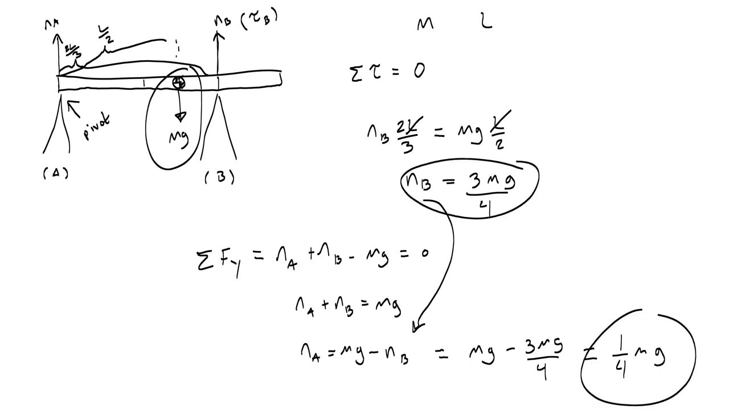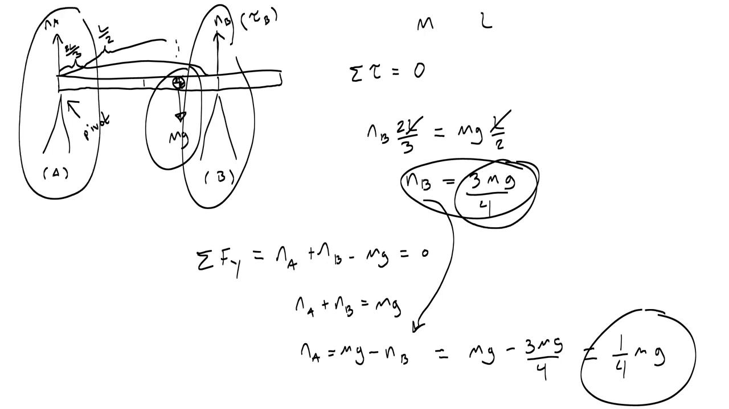All right, so let's take a look at what we've just found here. By putting these sawhorses at the far edge and then 2/3 of the way down the length of the board, we now know how much of the weight is supported by each sawhorse. Sawhorse B supports 3/4 of the weight. Sawhorse A supports only 1/4 of the weight.